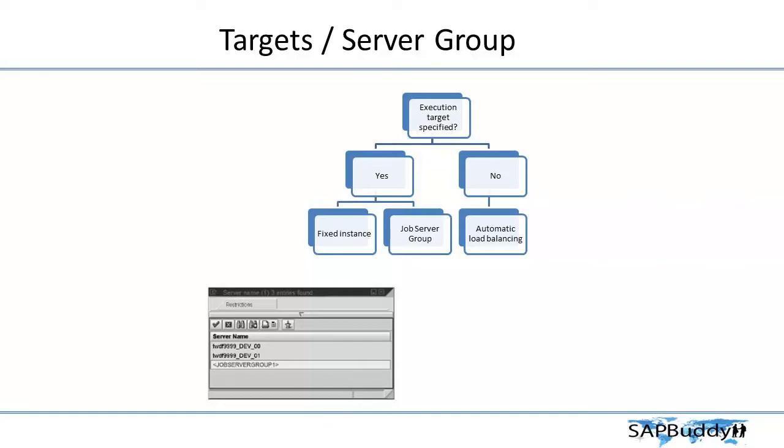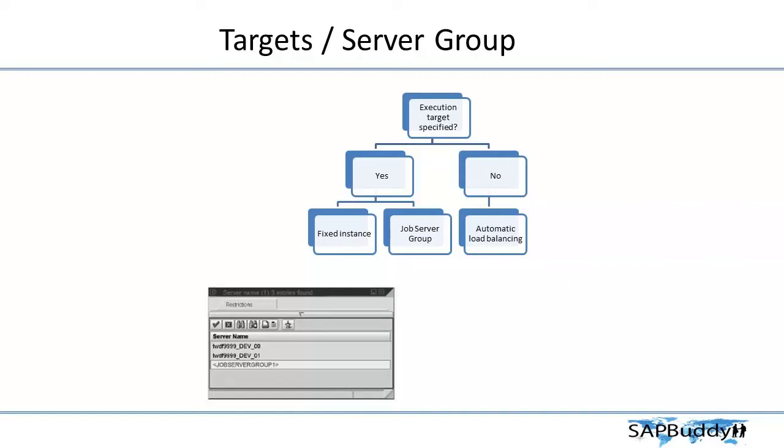So this is the background server group. If you have a target specified, then it will check whether it's a fixed instance or a server group. If it is a server group, then the group will allocate the available resource within that group, based on your configuration. If it is a fixed instance, then it will allocate to the fixed instance. If you do not have a specific target assigned to the background job, then it will allocate the background process to the job based on the available resource. It's automated load balancing, we can say. This is the best way to manage if you want proper load balancing.